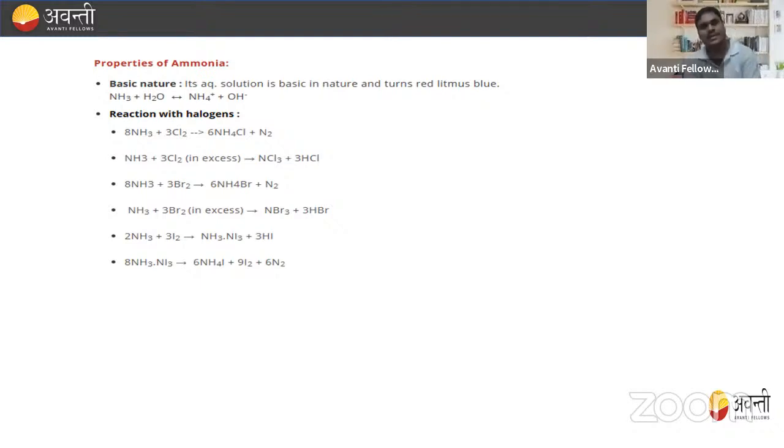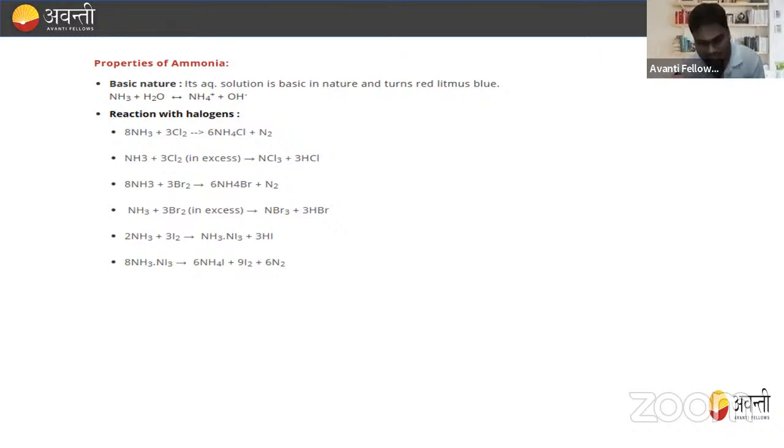Right. Similarly, reaction with the halogen. This plays a very important role. Remember this formula, because many times questions were asked from this property alone. Right. That is what happens when ammonia reacts with the halogen. So, reaction with the halogen: when NH3 reacts with Cl2, it will form ammonium chloride plus N2.